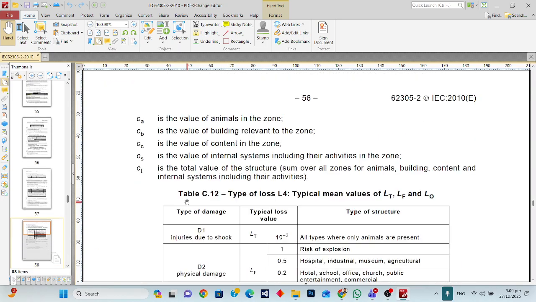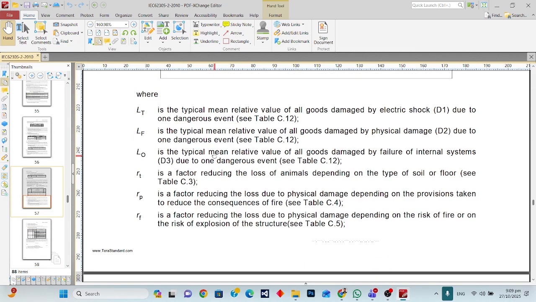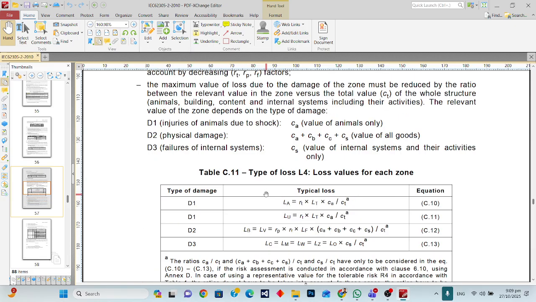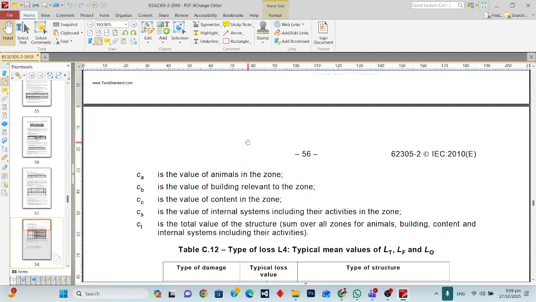So when we are using the relative value, when we are doing this calculation for the specific values, we will use these values. But when we are not using the relative value, we will just put one. So this is the main thing I want to clarify to both of you.